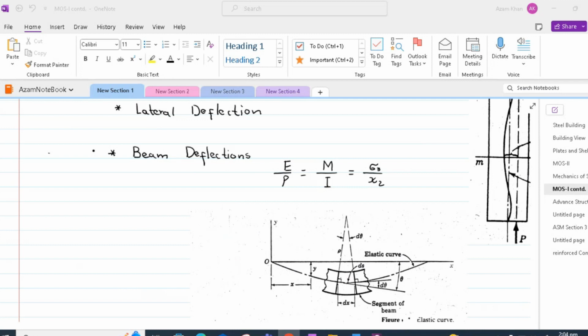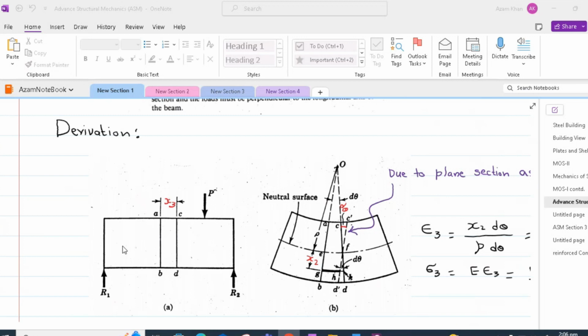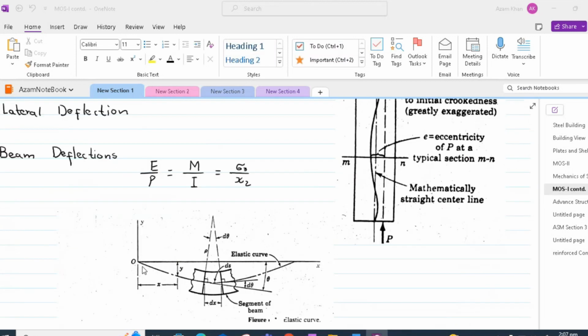Beam deflection refers to the bending or curvature of a beam under the influence of external loads. If we have got a beam subjected to some external loads, after the application of the load, this beam will assume a curvature and it will undergo deformation, resulting in change of shape. So in this figure, before application of the load, the beam was straight, and after application of the load, it has deflected.